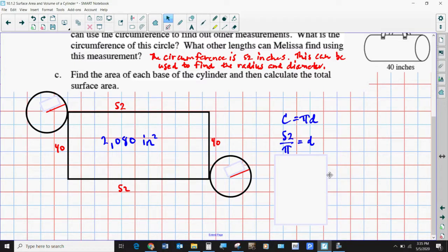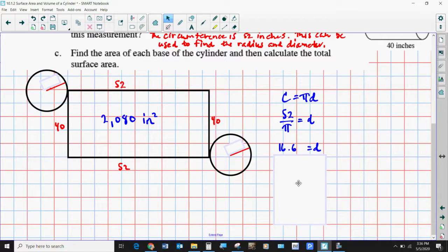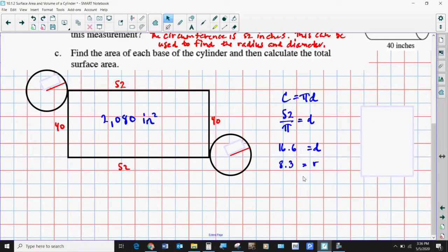Okay, we're assuming you did all that. You've come back and you're ready and you know what the diameter of this circle is. So the diameter is 16.6 inches. So the radius has to be half that. So the radius is going to be 8.3 inches. So each one of these circles has a radius of 8.3 inches. And we're going to use that now to find the area of each one of these circles.